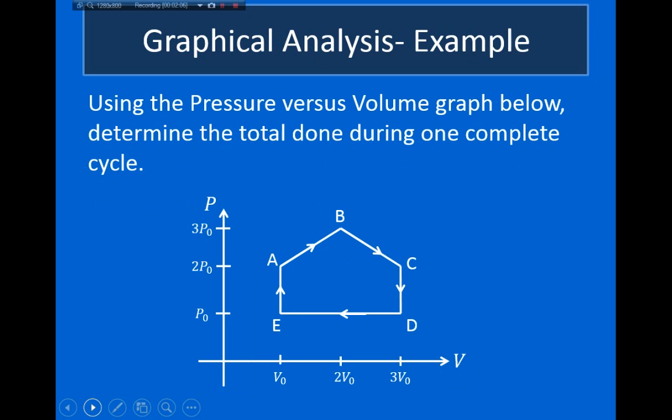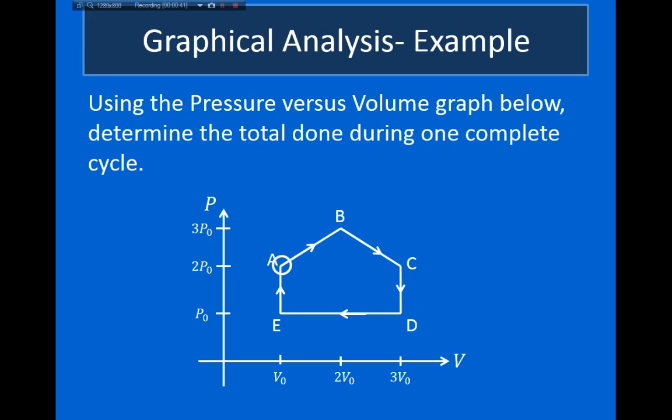So let's go ahead and look at a couple of examples. In this first example, we're given a pressure versus volume graph for something called a cyclic process, and we're asked to determine the amount of work that is done during one complete cycle. Now, I want to talk about cyclic processes just a little bit. Cyclic processes are an extremely important type of thermodynamic process because it's the type of process that appears in things like engines. And a cyclic process is a thermodynamic process that ends in the same state that it starts at.